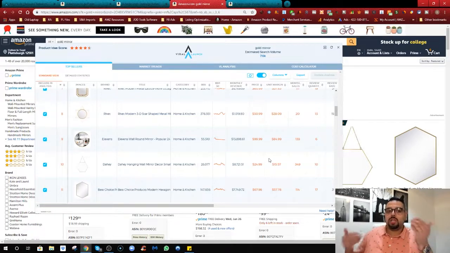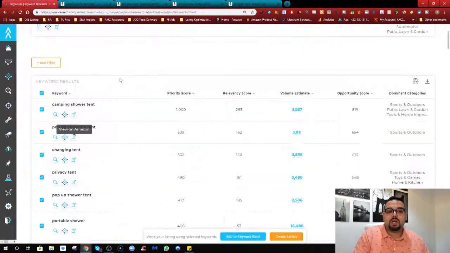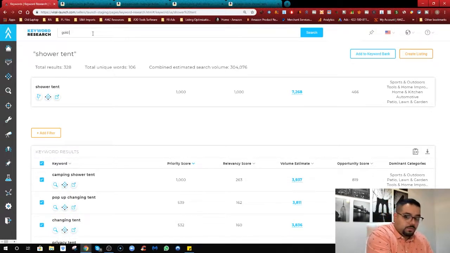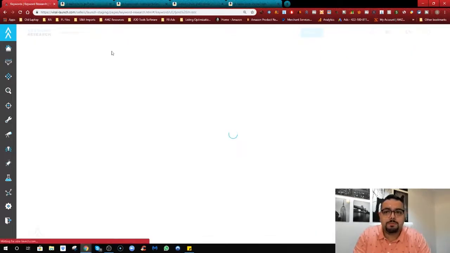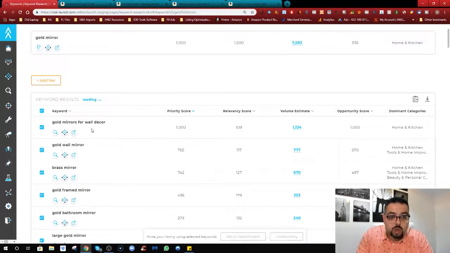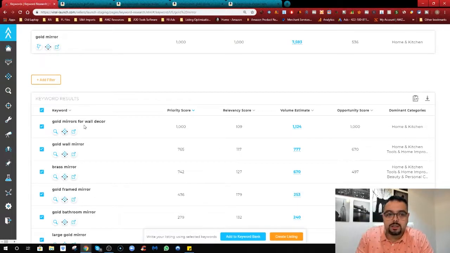So you need to find more keywords, okay, to see, hey, maybe gold mirror is too broad. Okay, gold mirror, it could be anything. Let's find other keywords that really has more long tail keyword, more related, okay? So here we have gold mirror has 7,000. Then we have here gold mirror for wall decor. See, that's more targeted, okay? That could be good. But here, see, the search volume is very low.